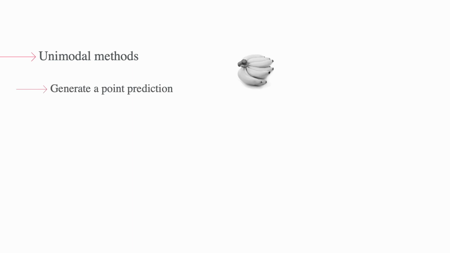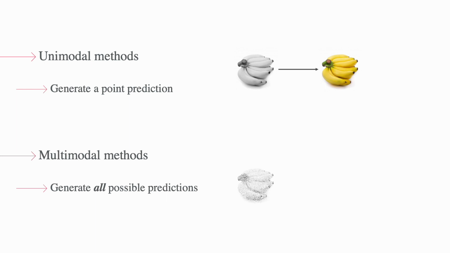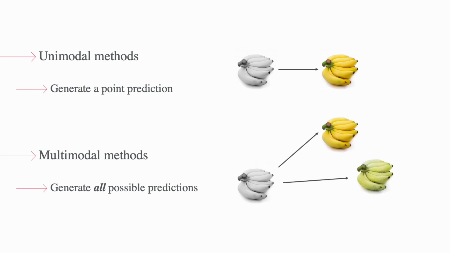Many existing methods are unimodal methods, which only produce a point prediction. Multimodal methods, on the other hand, aim to generate all possible samples from the full conditional distribution, like generating all possible colors of the grayscale banana. In the real world, however, only one way of coloring is observed, and this makes it quite challenging to learn multimodal methods, and that's the setting we tackle.